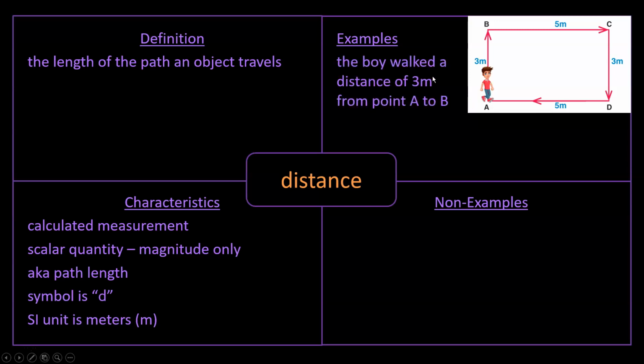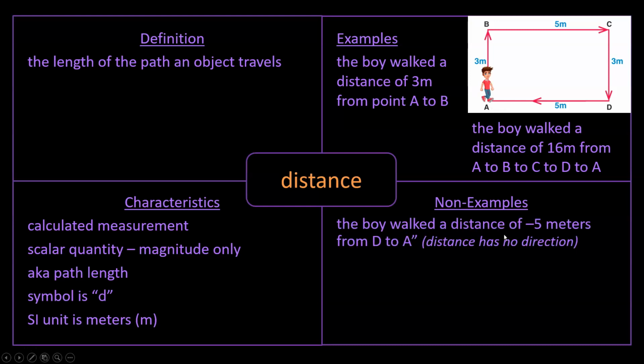An example, the boy walked a distance of 3 meters from point A to point B. The boy walked a distance of 16 meters from A to B, B to C, C to D, and D to A. Looking at non-examples, the boy walked a distance of -5 meters from D to A. So from D to A, he did walk 5 meters, but distance is a scalar quantity. It only has magnitude, so we do not use directional signs to show that he was actually going leftward. His displacement would be -5 meters, but his distance was 5 meters.